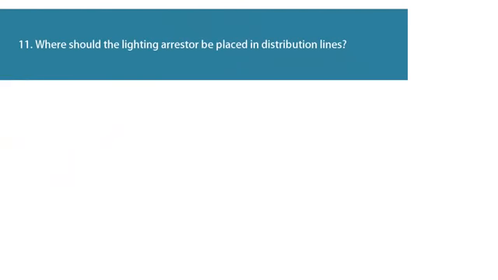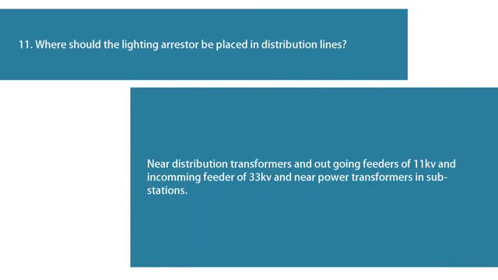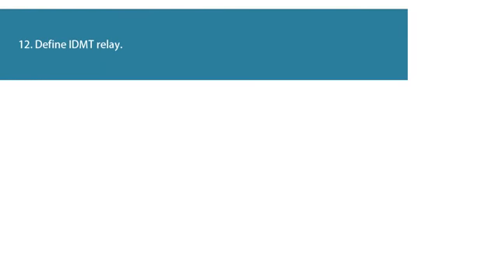11. Where should the lightning arrestor be placed in distribution lines? Near distribution transformers and outgoing feeders of 11 kV and incoming feeder of 33 kV, and near power transformers in substations.